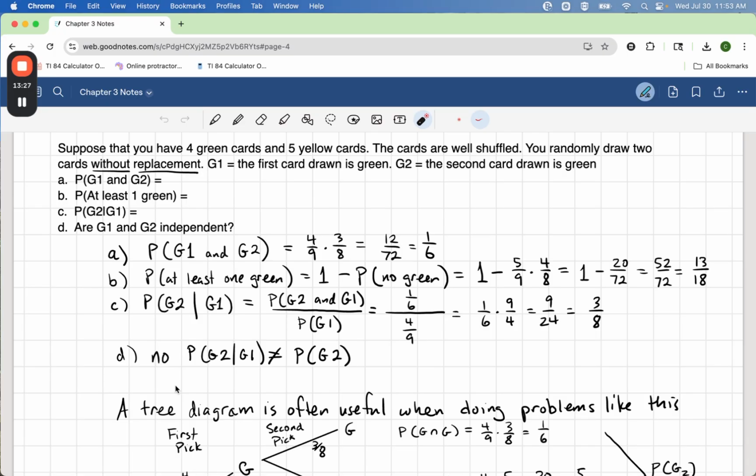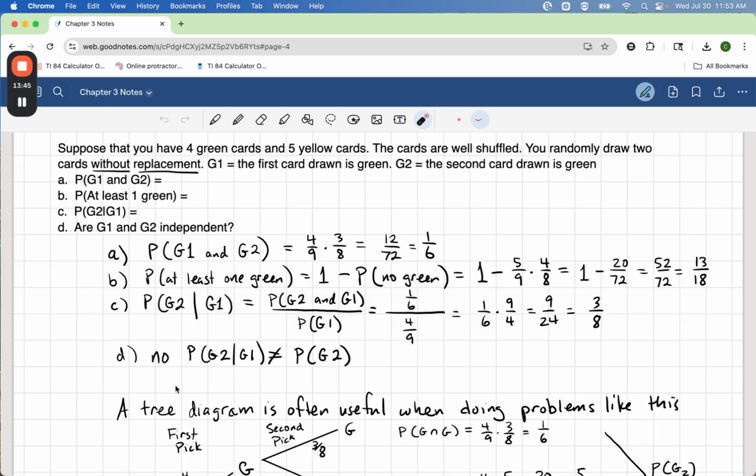All right, so probability of G1 and G2. 4/9 probability you draw a green one on the first draw. Now there's only 8 cards left, of which 3 of them are green, so 3/8 on the second pick. So 4/9 times 3/8 reduces to 1/6.